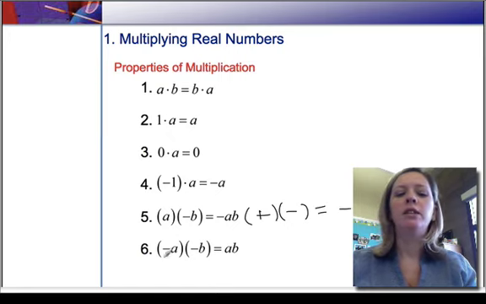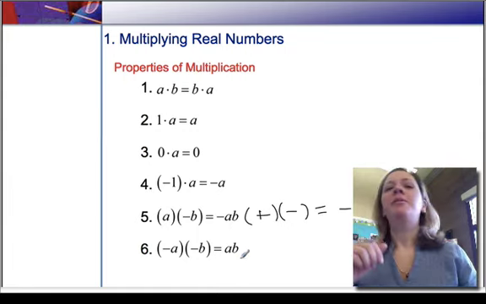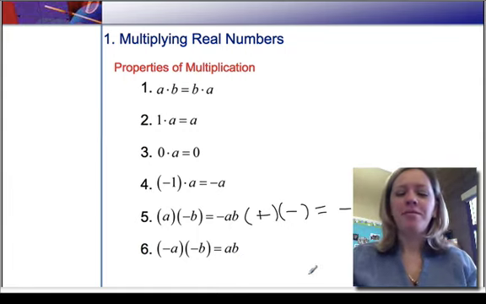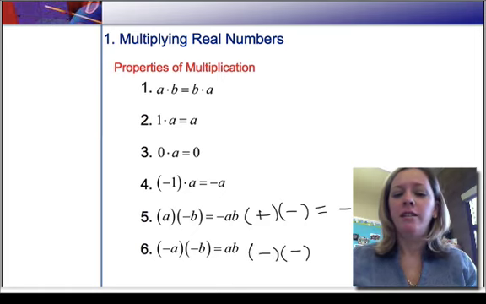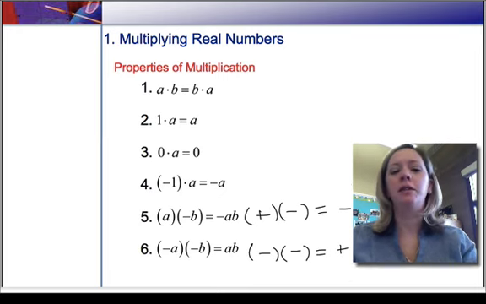Alright, the next property says if you have the negative A times negative B, that's going to be positive AB. So that just tells us that a negative times a negative is always a positive. Fantastic. Let's do some examples.